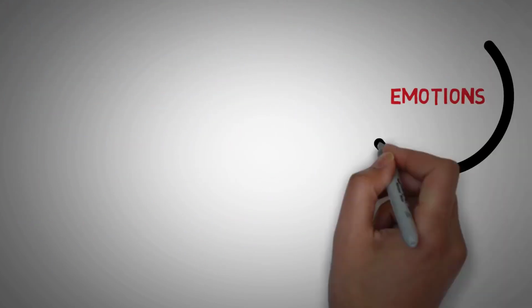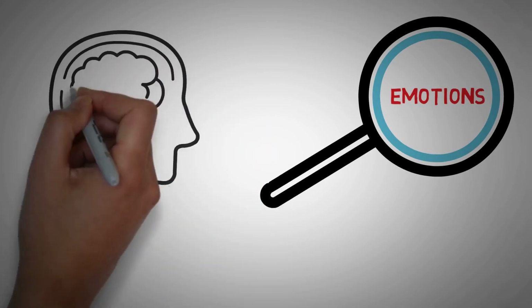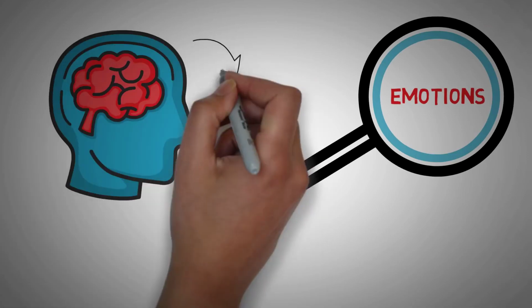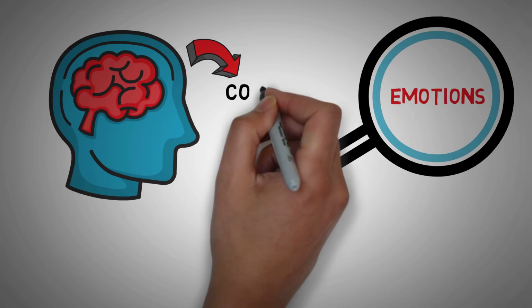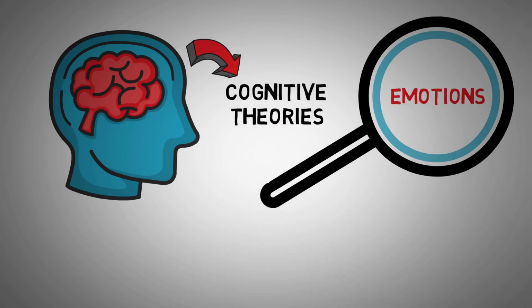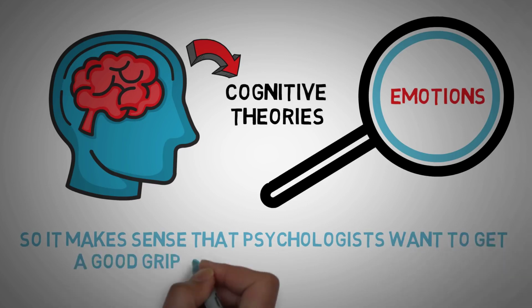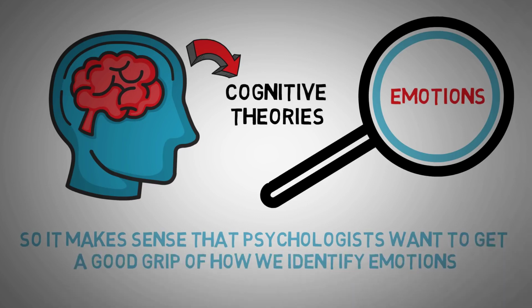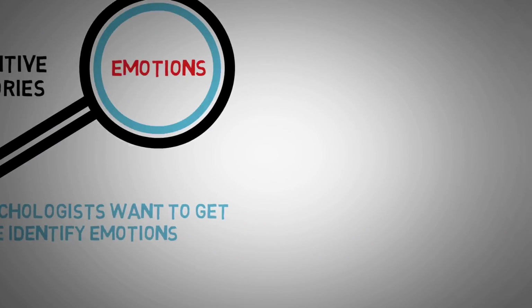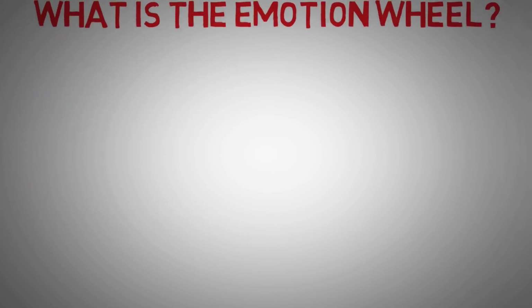happy. Identifying emotions is not an easy process, but it is crucial to understanding the way that people think and behave. In other videos, I have described the various cognitive theories about how emotion plays into our cognitive processes and the decisions that we make. So it makes sense that psychologists want to get a good grip on how we identify emotions and how they play into our behaviors and attitudes. So what is the emotion wheel?